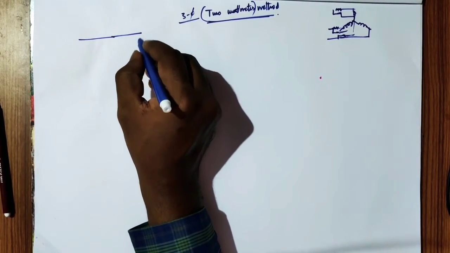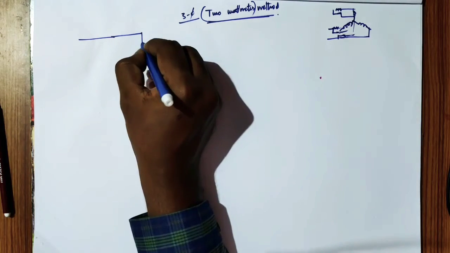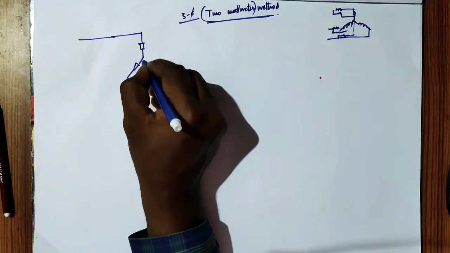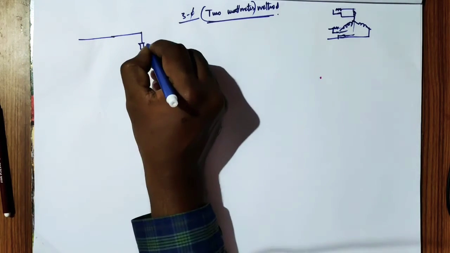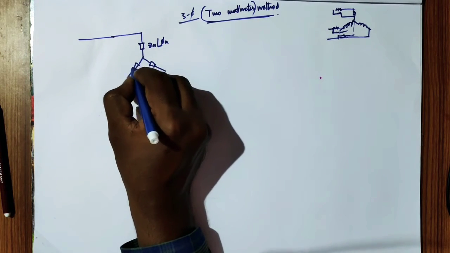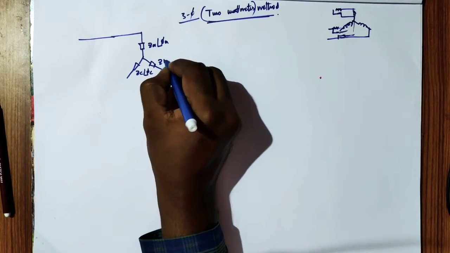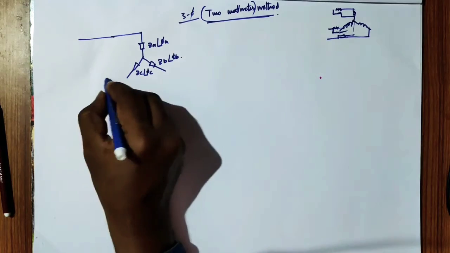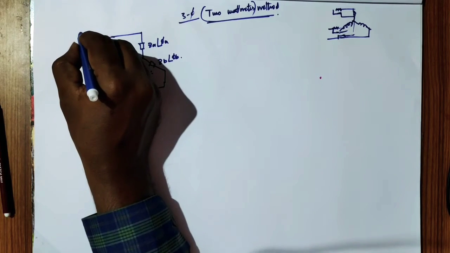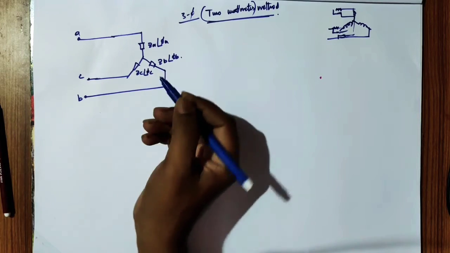an unbalanced load. You can use it for both balanced and unbalanced loads, but in general I am taking an unbalanced load having a star connection like this. This is ZA at an angle of phi A, this is ZC at an angle of phi C, and this is ZB at an angle of phi B. So you have the three phases here: this is phase A, this is phase C, and this is phase B.